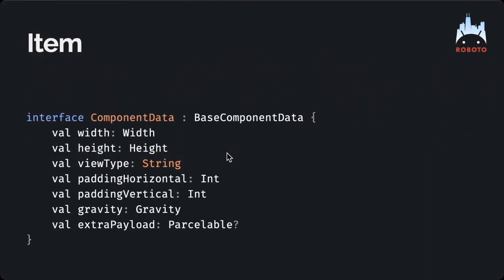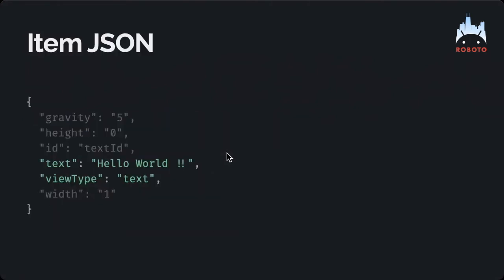Now, if I have to define a component data, I have another interface that extends the base. What I'm doing here is I'm giving the width, height, there's some padding and some gravity and some extra payload. If you want to control, say, if you want to pass some lambdas in or some functions, you can actually pass it in the extra payload as a pass level. Why we do this is so that if I take this JSON, how does this all convert?